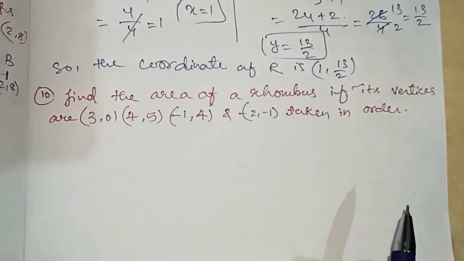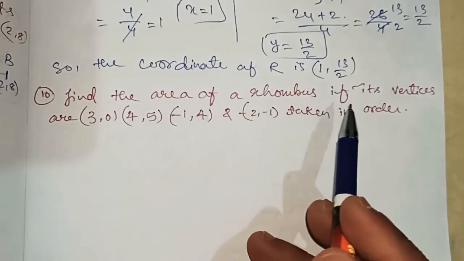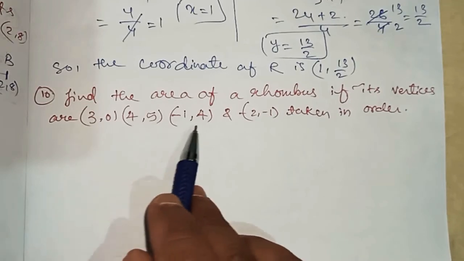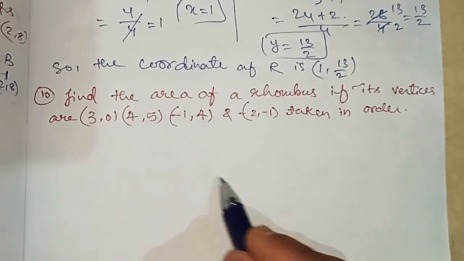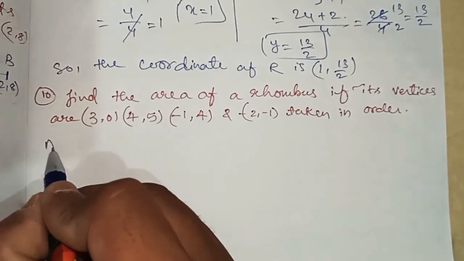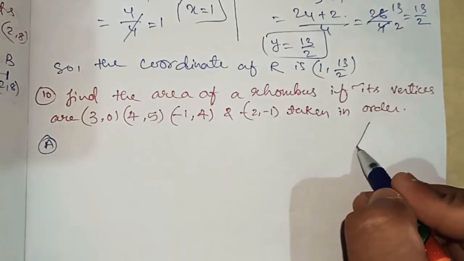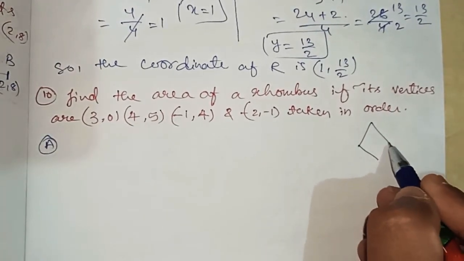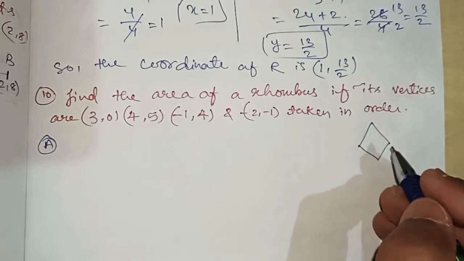Now question number 10. In question number 10 it is given, find the area of a rhombus if its vertices are these, taken in order. Order means in proper sequence. So first of all I will draw a diagram of a rhombus. So this is the diagram of a rhombus.